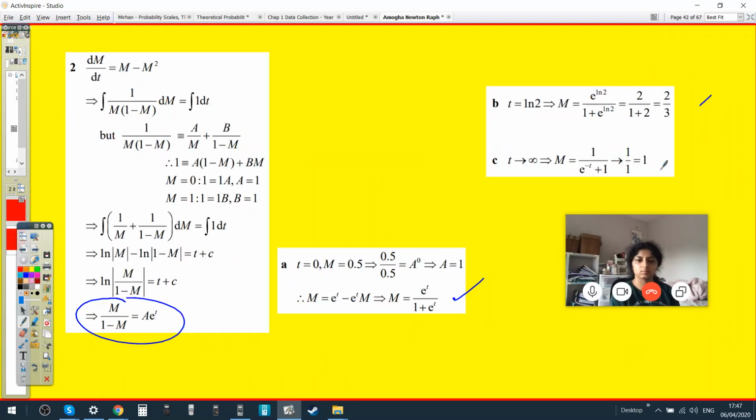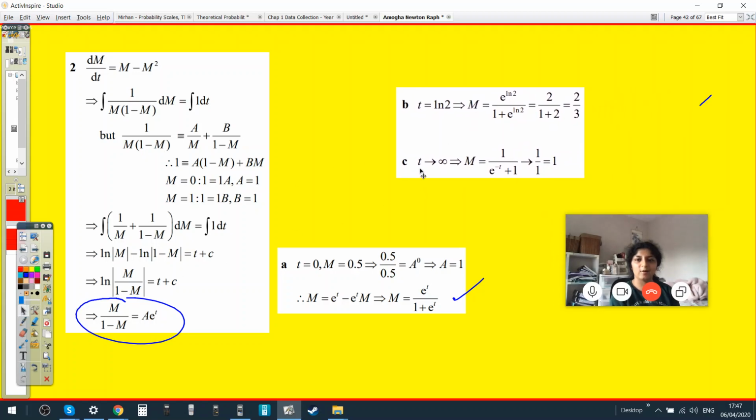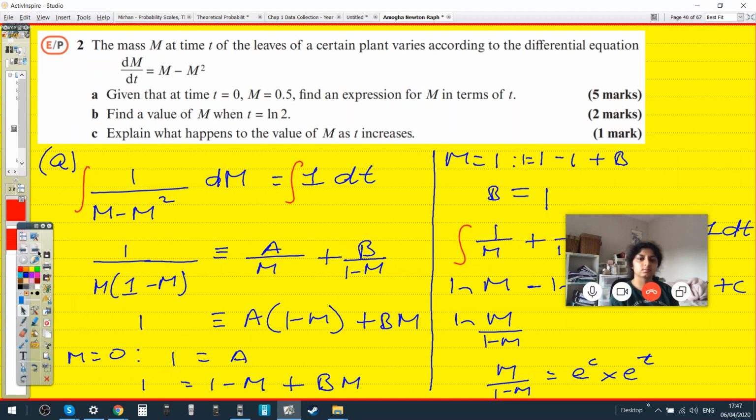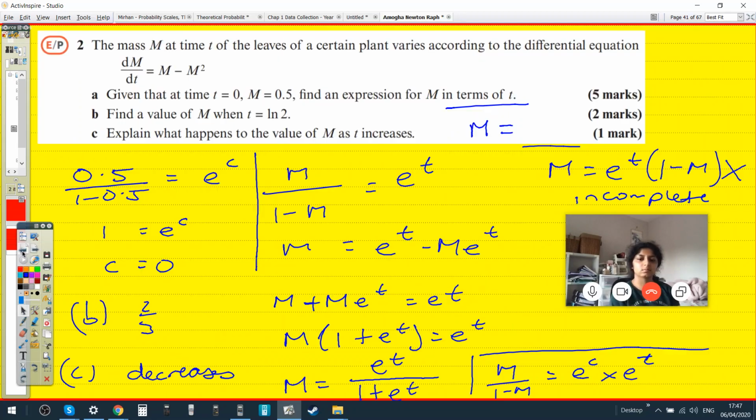That was grand. That was 2/3. Wait, what? Are they saying it approaches 1? How? As t approaches infinity. Oh, because they wrote it a different way. Yeah, they wrote it a different way. That's why. Okay.